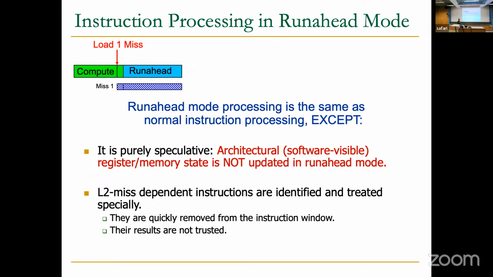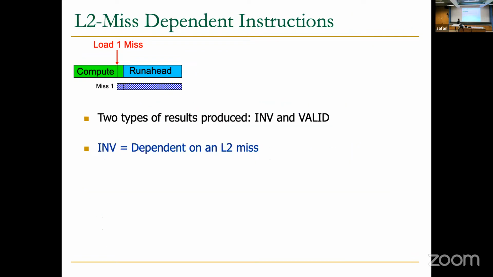At least in the original proposal in the 2003 work, the dependent instructions are identified and treated specially, in the sense that they are quickly removed from the instruction window, saying that, okay, I cannot execute this instruction. So let's not waste our time here. Let's try to find new instructions that we can execute. If they lead to some memory requests which are supposedly misses, my life is good. That's the benefit here. Yeah, so how exactly does it happen?